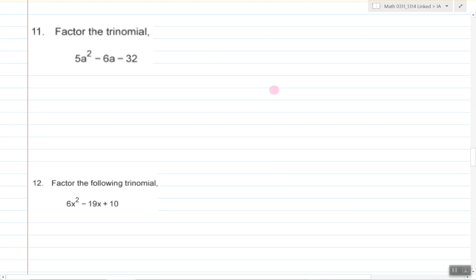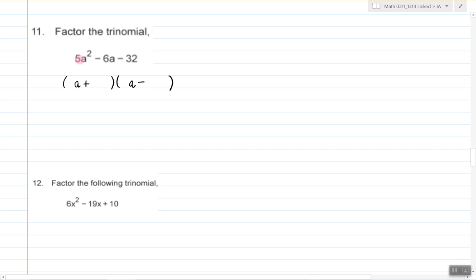Number 11. Factor. I don't see a greatest common factor, so I'll put my parentheses. The last sign is negative. That means 1 plus and 1 minus. They may or may not be in the right spots. I know that I will need an A and an A.